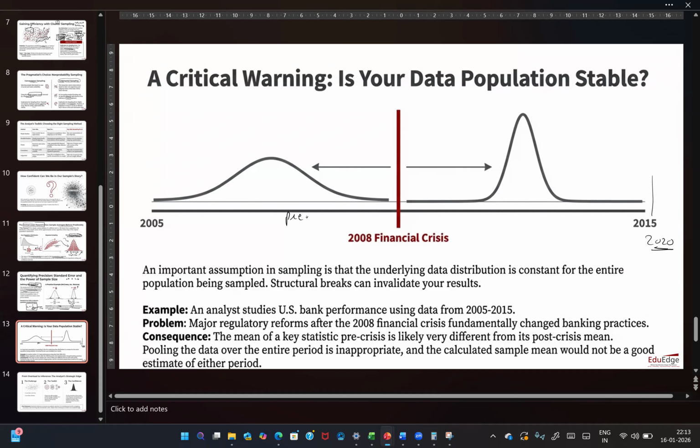So whenever we are taking the data populations, we need to be clear in terms of where is the population. If your population is having a regime shift in between, we need to be cognizant of that. Your population characteristics pre and post the structural shift will be different. And that's something which a researcher should be cognizant of. So this is on the data population stability.